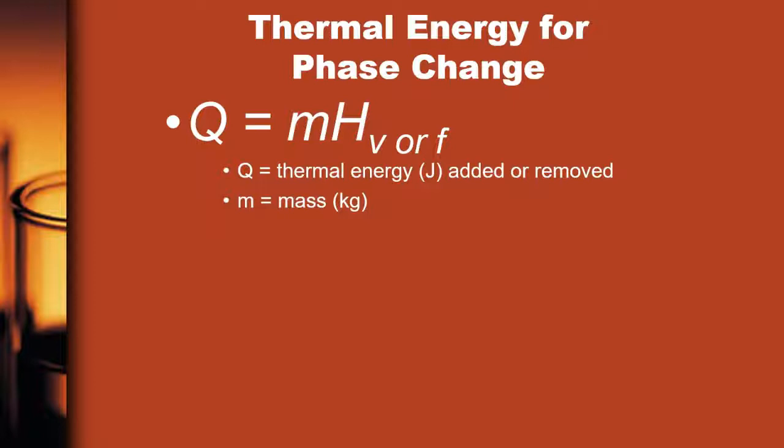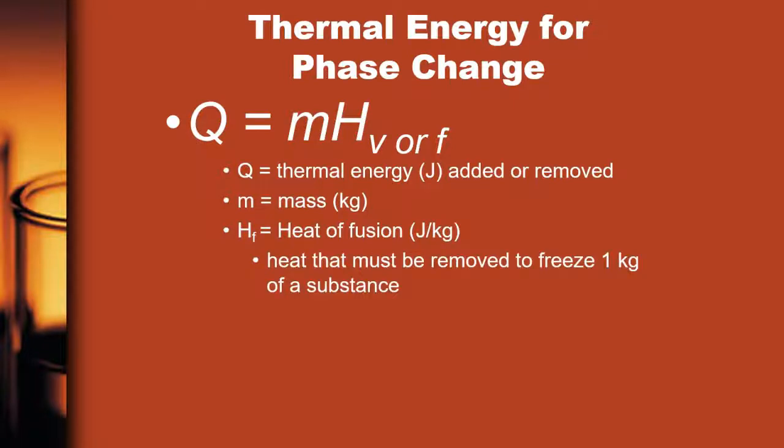And then let's talk about HF and HV. So HF is called the heat of fusion. And when you think fusion, I want you to think freezing, because this is the heat that has to be removed from any substance to freeze specifically 1 kilogram of it. So we're talking about joules per kilogram. So if the HF is 100 joules per kilogram, let's just say it's ice, which that's not the number, but if it is, that means I have to remove 100 joules of heat to freeze it.